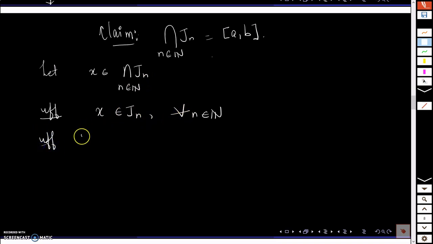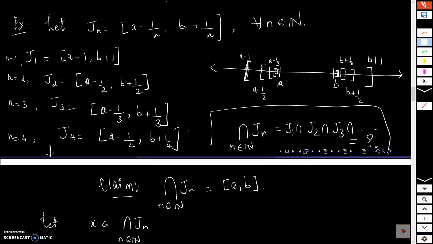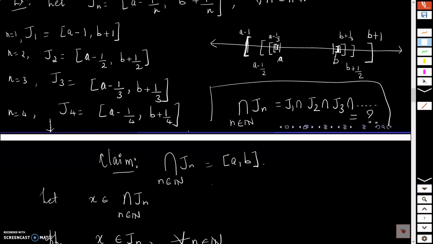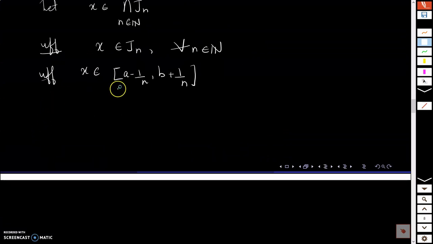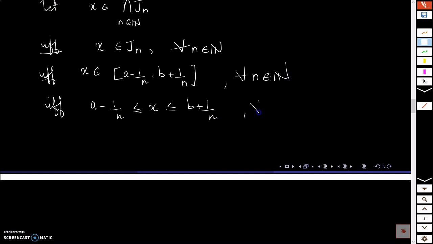Now, what is Jn? Jn is nothing but [a minus 1 by n, b plus 1 by n]. That's how Jn is defined if you go back and see here. A point x is coming in this interval, so it has to be lying between a minus 1 by n and b plus 1 by n. This will happen if and only if a minus 1 by n is less than or equal to x, and that is less than or equal to b plus 1 by n, and this is happening for all natural numbers n. For each n in N, this is going to happen.